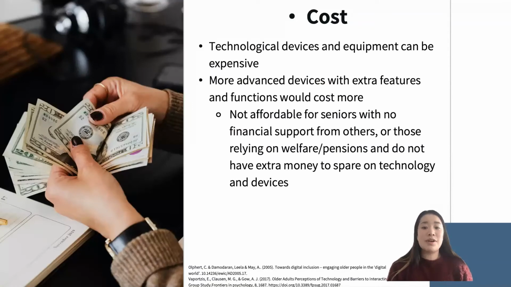Different technological devices and equipment can be expensive, especially if they are newer and have more functions available. Because of this, older adults may not be able to afford to buy and use technology if they have no financial support from others, are living in poverty, or rely on welfare and pensions with no extra money to spare.